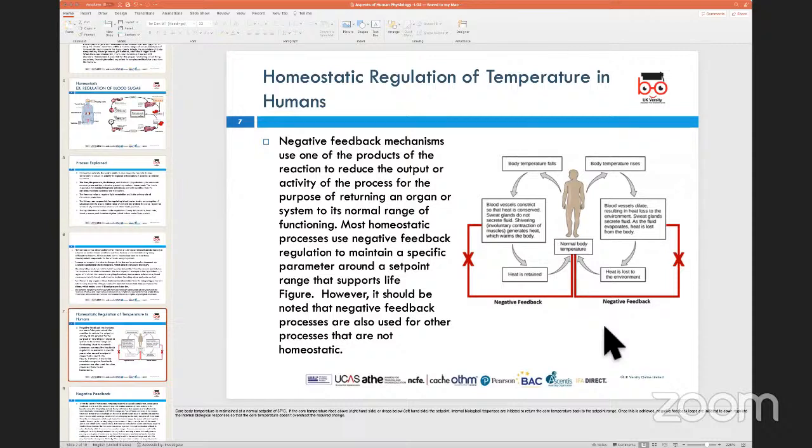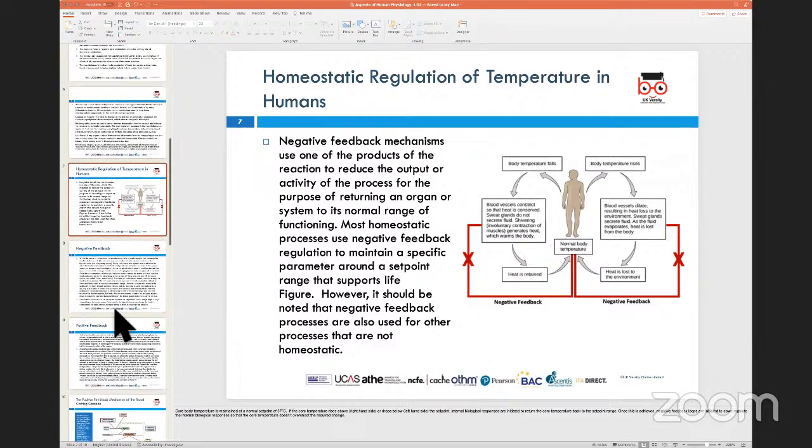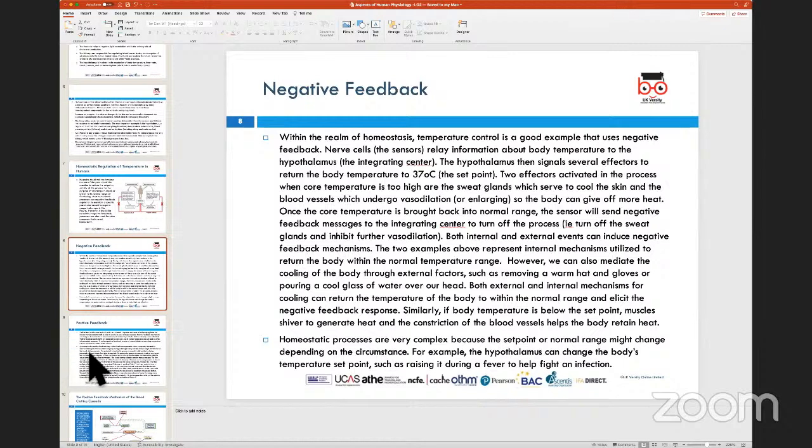And this again is a negative feedback loop, which basically helps regulate down the temperature in your body. And that is why homeostasis as a process is very, very important. Is that okay? Any questions on this so far?